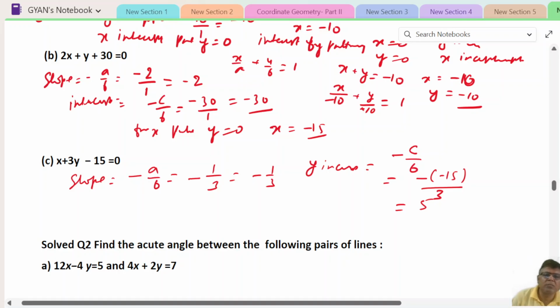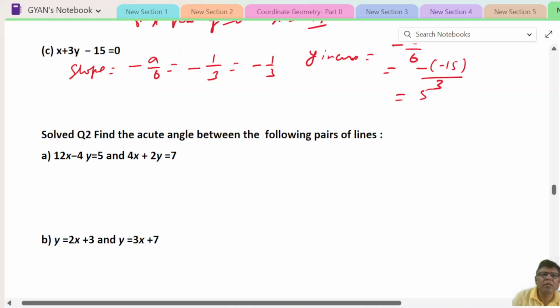Now come to the next question. Find the acute angle between the pair of lines. So for a pair of lines, first we have to find the slope. The slope of this is minus a by b. So minus 12 divided by minus 4 is equal to 3. And here the slope is minus a by b, which means minus 4 by 2, that is minus 2.